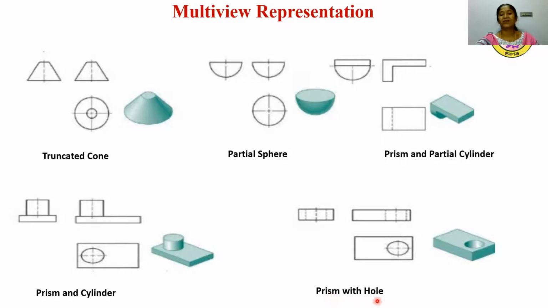Similarly, the prism with the hole is represented like this in the multi-view drawing. The hole is represented as a circle in the top view, and this hole is shown as hidden lines in the front as well as in the side view.